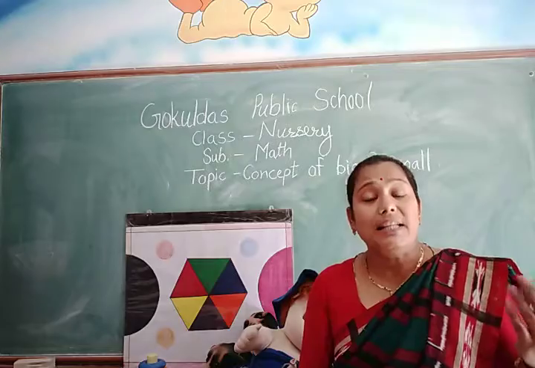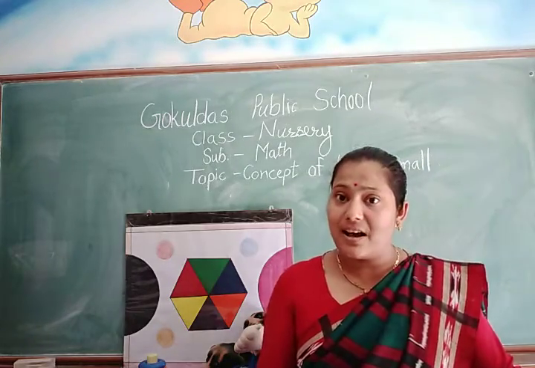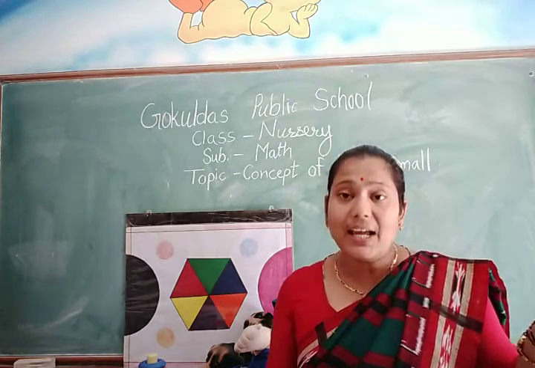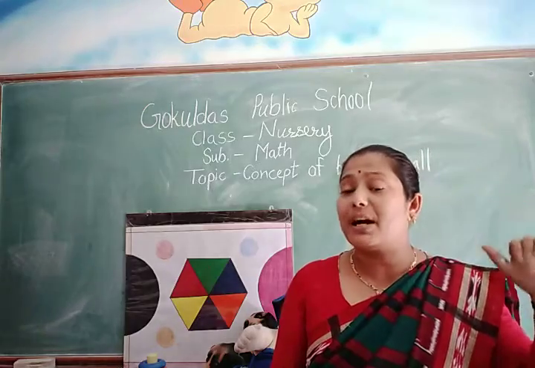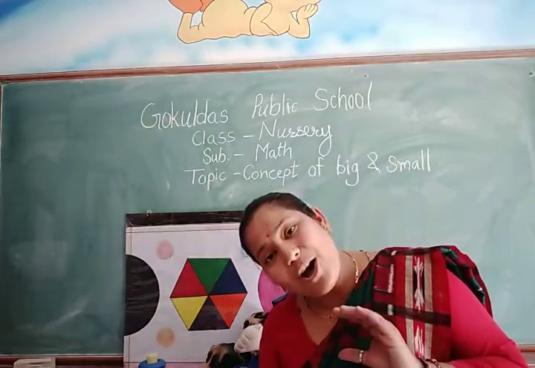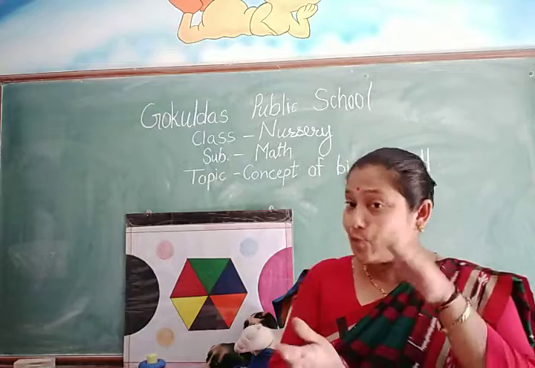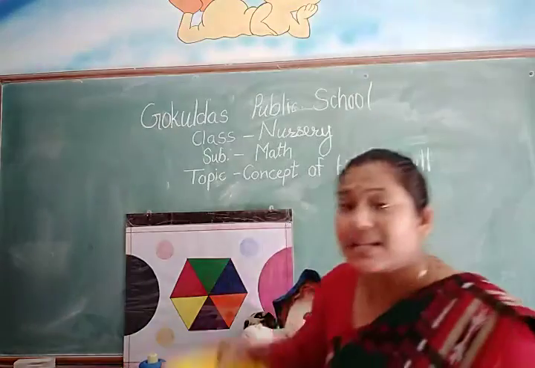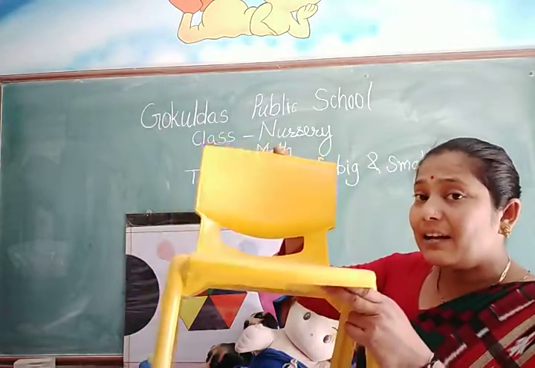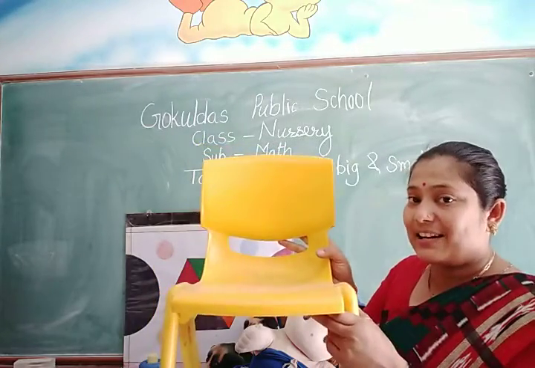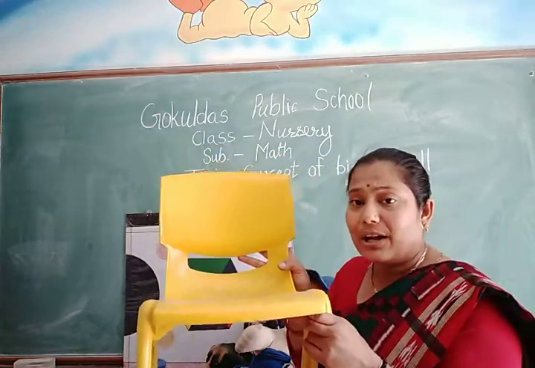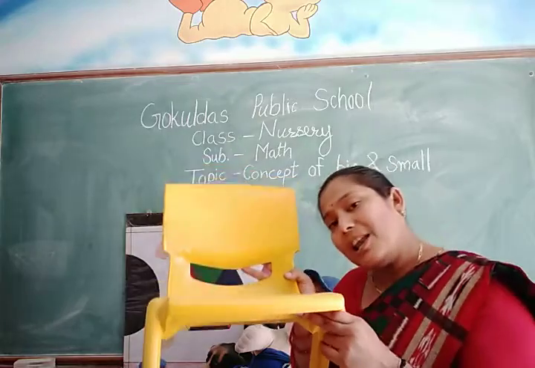These are big persons. वो हमसे बड़े हैं ना? This one big person. And you are a small. आप छोटे हो ना? You use small chair or big chair? You use small chair ना? आप छोटी chair पे बैठते हो ना? So you are a small.